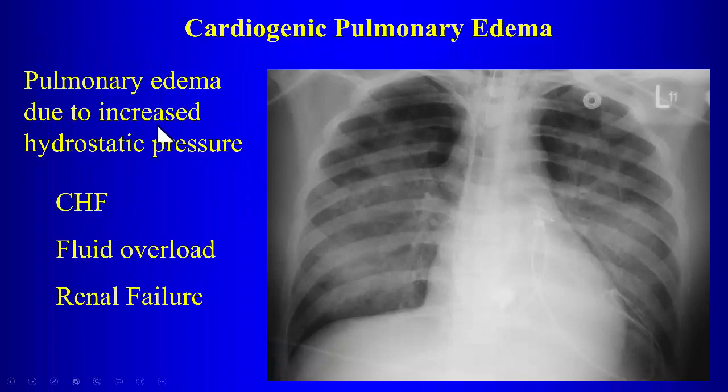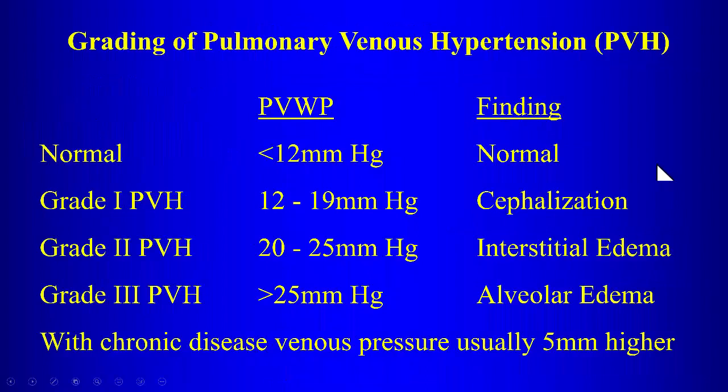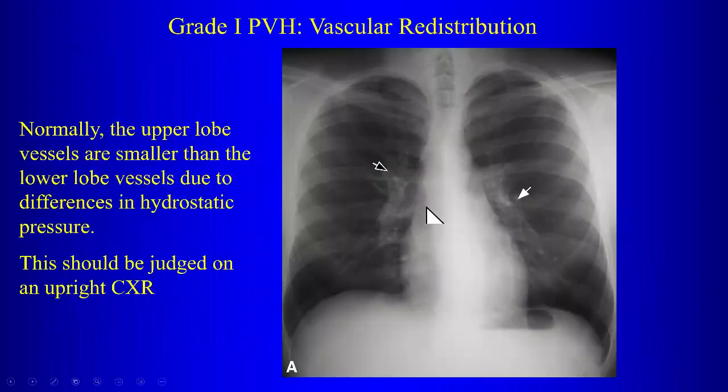So cardiogenic pulmonary edema, we can get that with CHF, fluid overload, renal failure. This results in increased pulmonary venous pressure, increased hydrostatic pressure, allowing the fluid to leak out into the air spaces. Now you do have to know these numbers. So the correlation between the chest radiographic finding and the pulmonary venous wedge pressure: less than 12 is normal, 12 to 19 gives you cephalization, 20 to 25 gives you interstitial edema, and greater than 25 gives you alveolar edema.